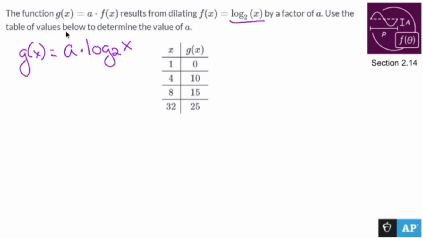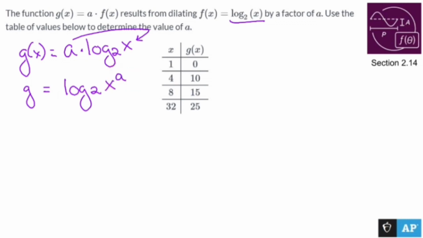Use the table of values below to determine the value of a. Well, I'm not good at finding logs off the top of my head, so why don't I change this into its exponential form? I'm going to just turn g of x into g because that'll make my life easier. And then I'll plop a right there, because I'm allowed to use that formula that says if I have a living in front of a log, I can make it an exponent. So now I have log base 2 of x to the a.